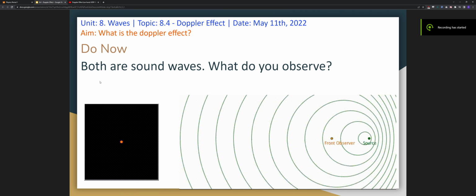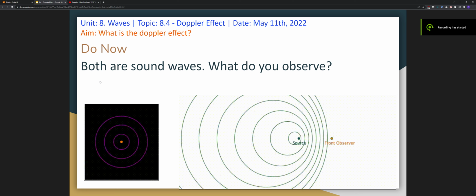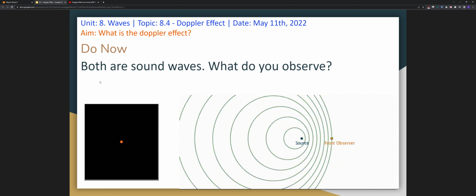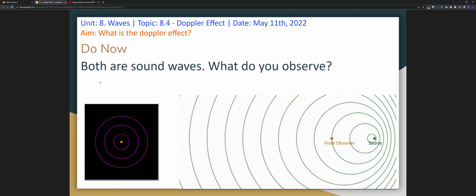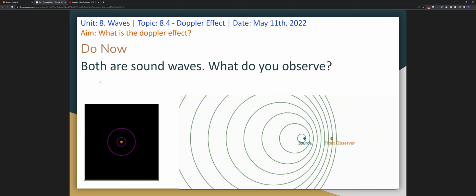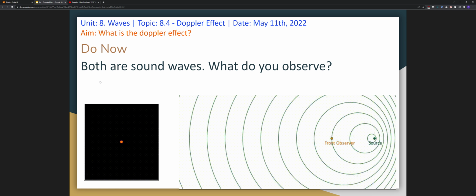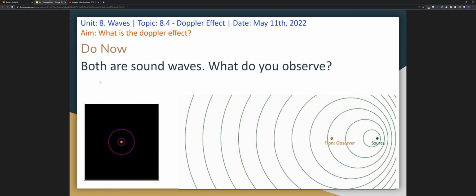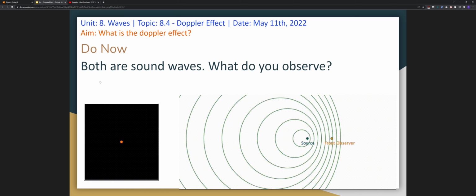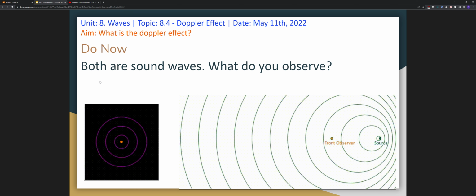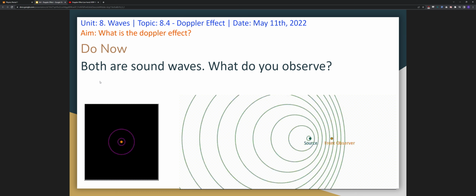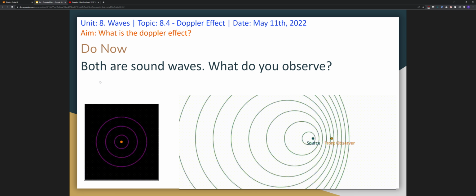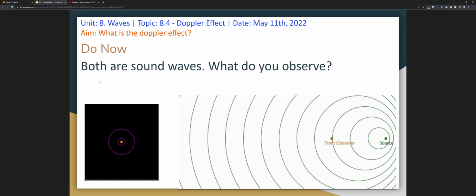Alright, this is lesson 8.4. Unlike other videos, I am going to talk about the do now, because the do now is kind of important. It says both of these are sound waves, and I want you to describe what you observe. Clearly, on the left-hand GIF, the source is not moving. There's a sound source, and whatever is creating these waves is not moving. Whereas on the right-hand side, your sound source is moving, and you can clearly see that the sound waves look different when something is moving.